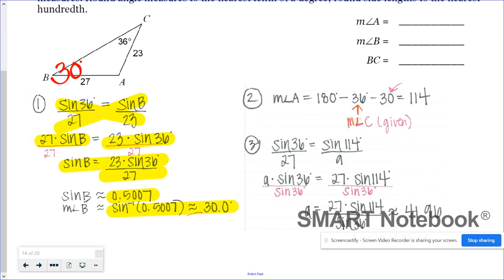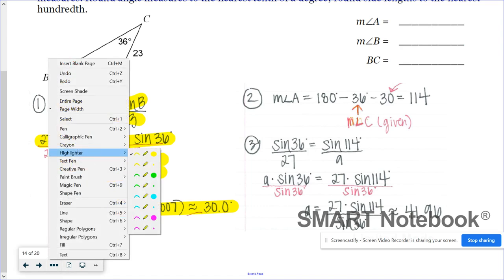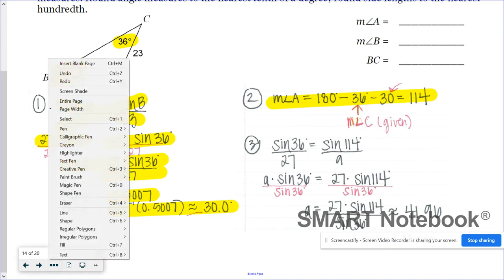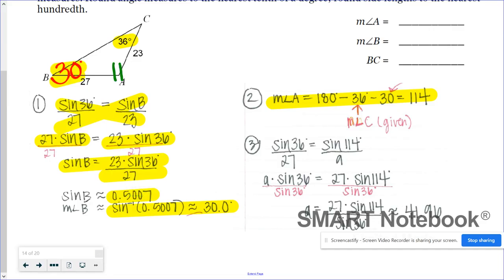Now that I know the measure of angle B, I can find the measure of angle A by doing some simple subtraction, and that's what I'm showing here. The measure of angle A is equal to 180 minus 36 minus 30. The 36 was the measure of angle C, and 30 is the measure of angle B. I did the math and I got that angle A was 114 degrees.